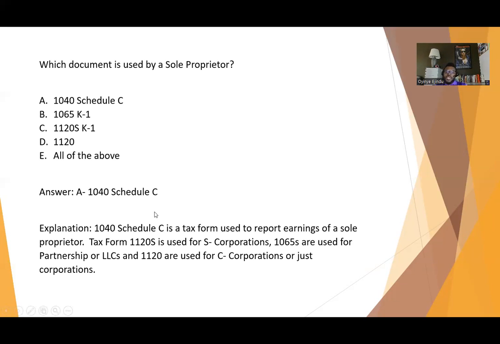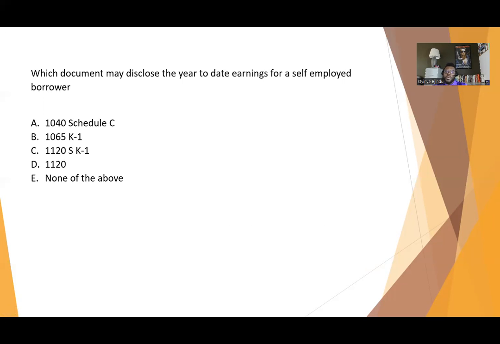Congratulations. And the reason is a 1040 Schedule C is a tax form used to report the earnings of a sole proprietor. And then back to, like I mentioned to you guys in the first question, the tax form 1120S is used for the S corporations. 1065s are used for partnerships or LLCs, and 1120s are used for C Corps or just corporations.